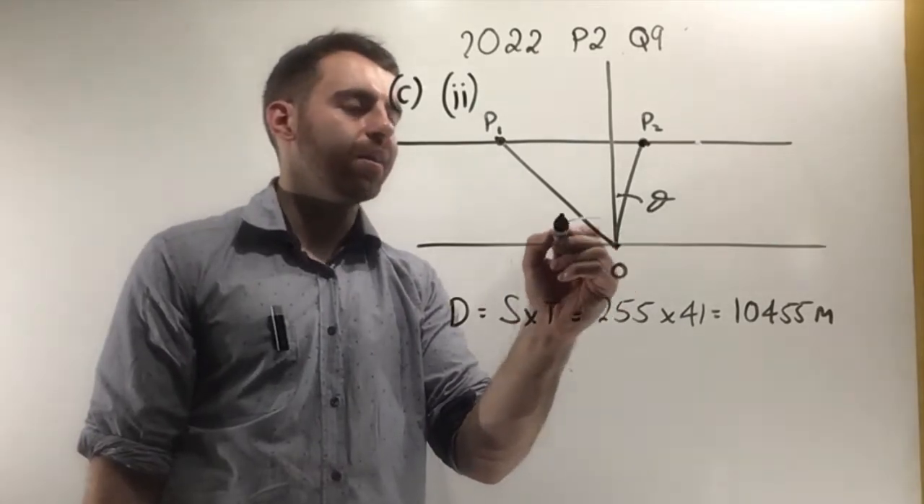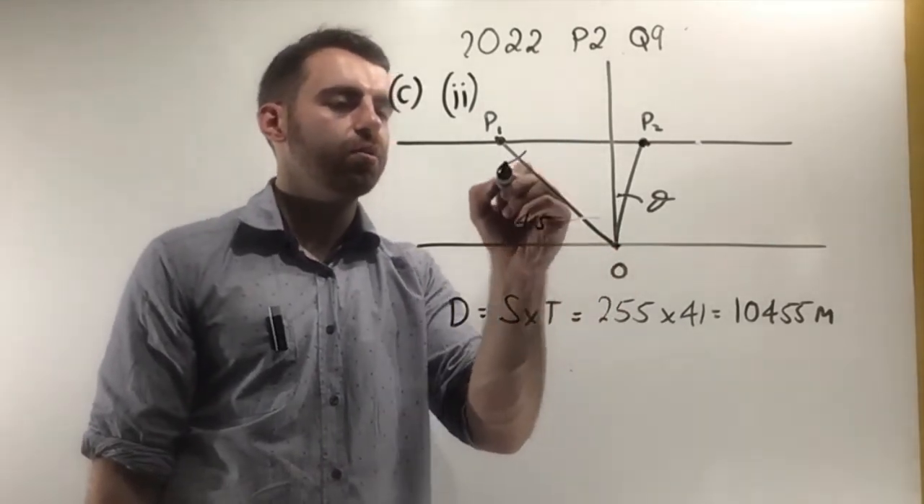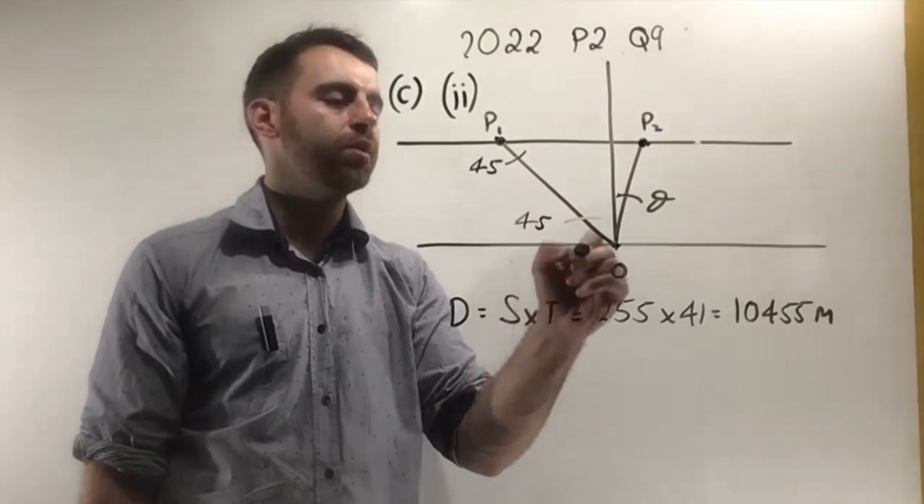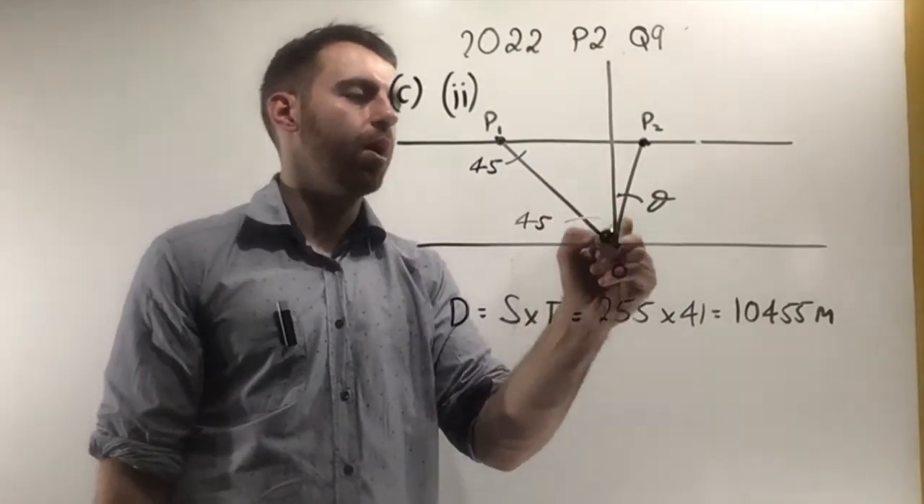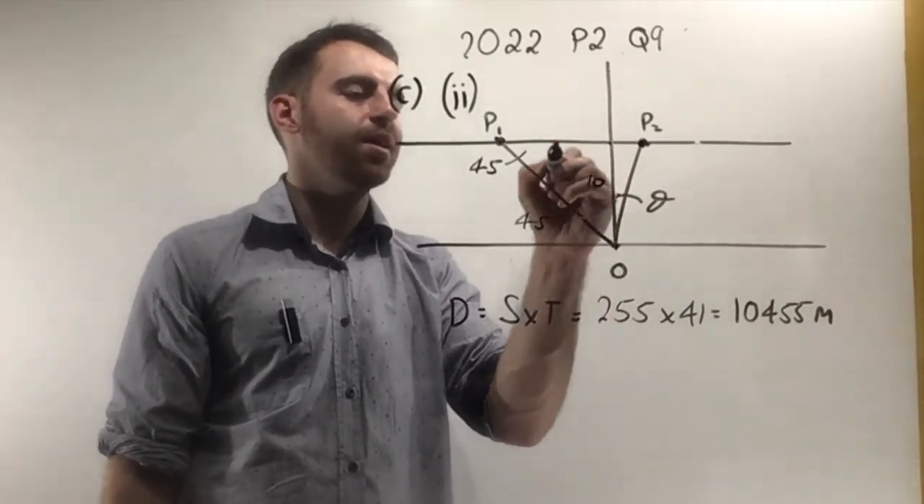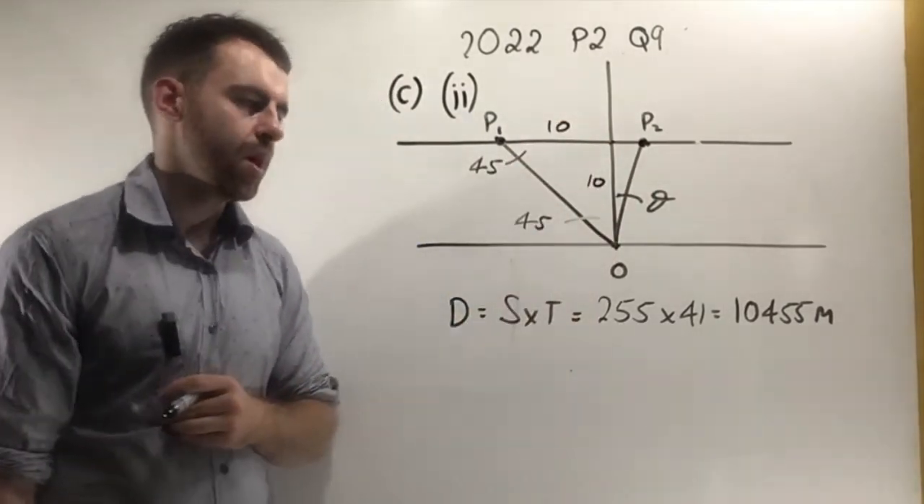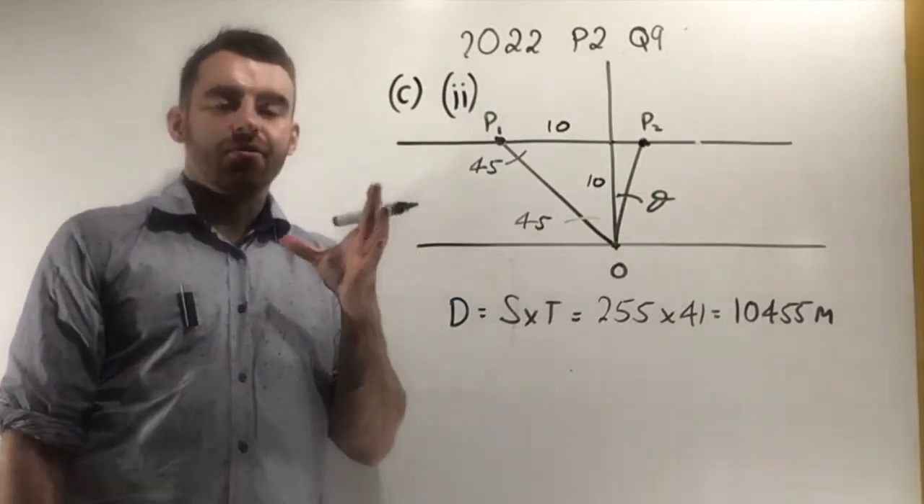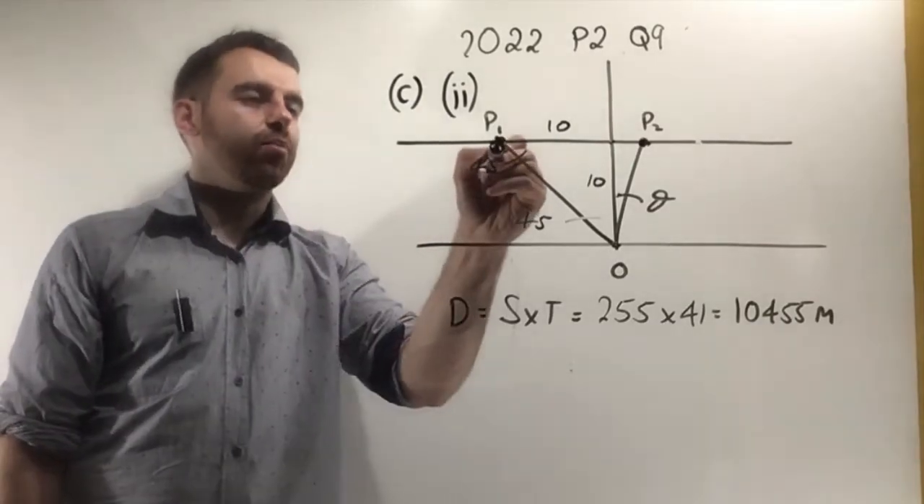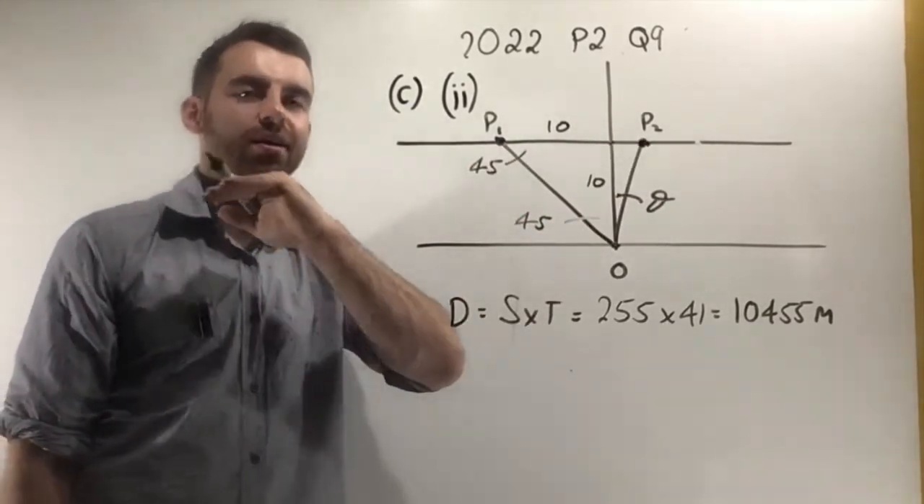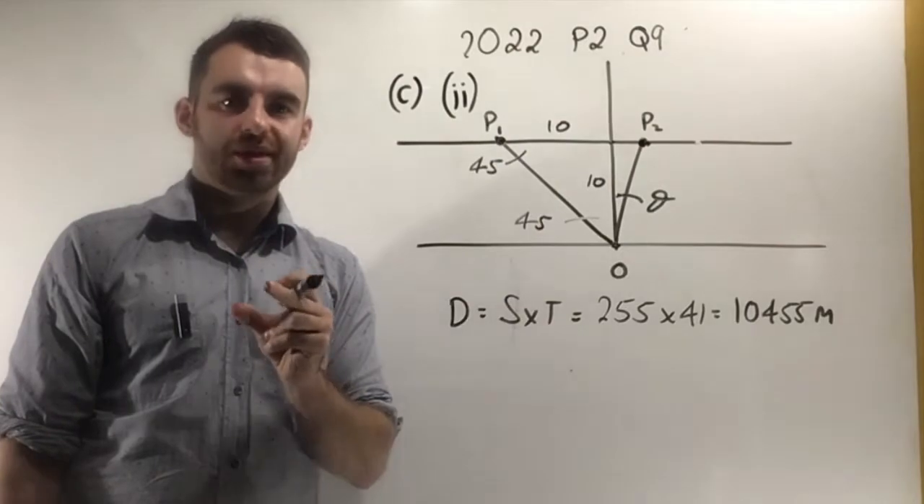We know that that angle there is 45 degrees. We know this angle here is 45 degrees. We know the vertical distance from Oscar to this flight path is 10. And we know the distance from P1 to here is also 10. Now obviously the first thing we need to find is the distance from P1 to P2. How far has the plane travelled in 41 seconds?